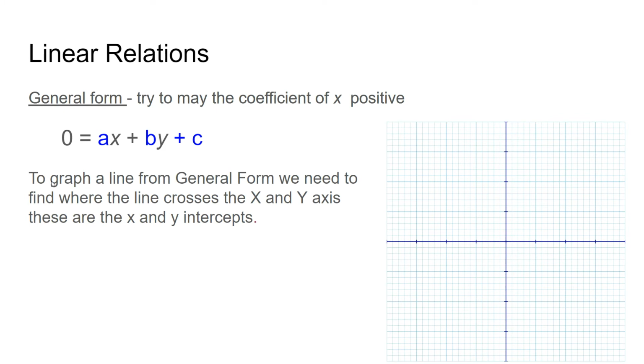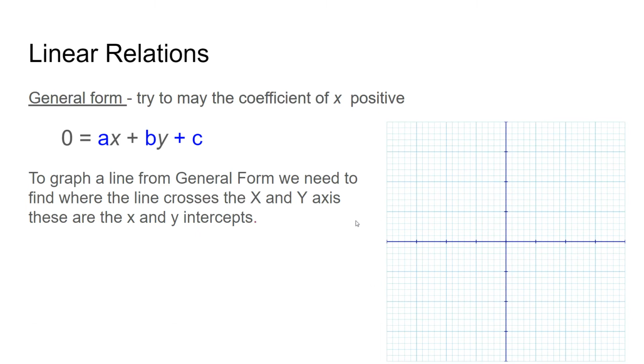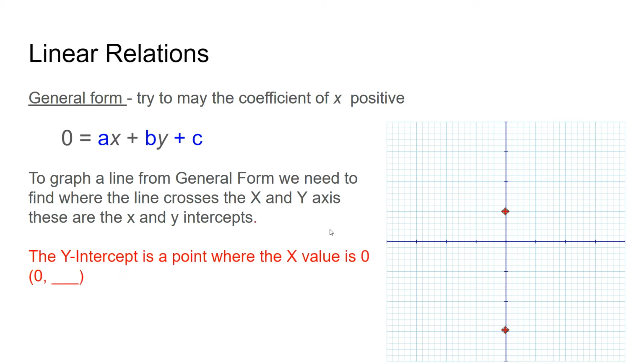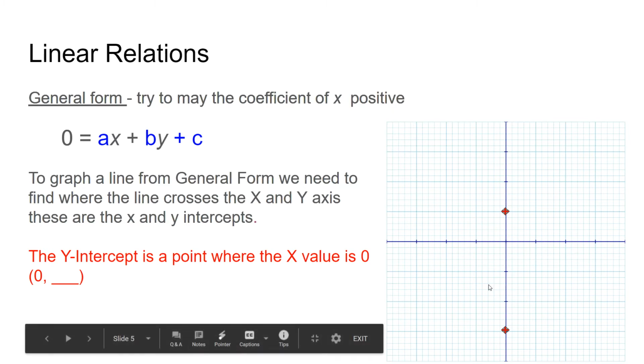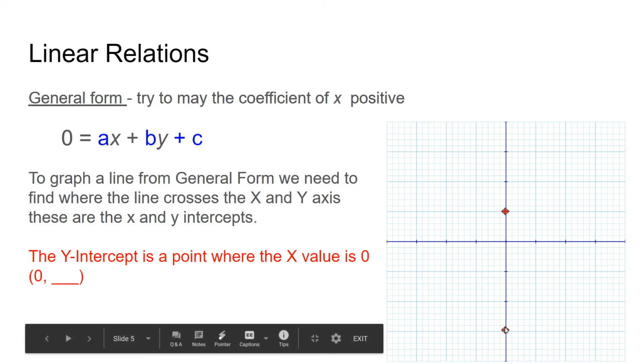So to graph the line from the general form, we need to find where the line crosses the x-axis, which is the one that goes across, and the y-axis, which is the one that goes down. Where it crosses these axes, we call the x and y intercepts. The y-intercept is where the point crosses the y-axis and the value of x is 0. So this point up here is 0, 1, and equally this point down the bottom is 0, minus 3.